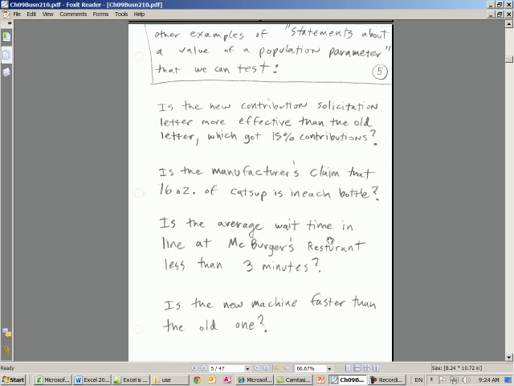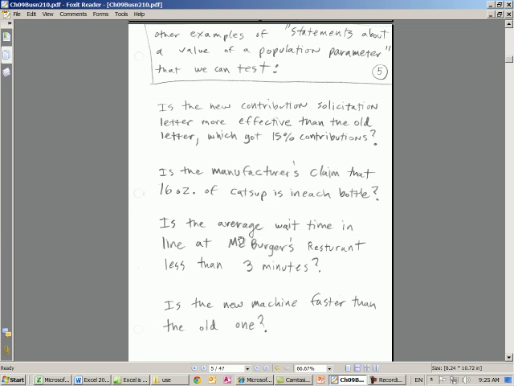Now, here's some other examples of statements about the value of a population parameter. Is the new contribution solicitation letter more effective than the old letter? Contribution solicitation means we're sending out a letter to try and get contributions, right? Is it more effective than the old one, which got 15% contributions? Another possible question or original statement: is the manufacturer's claim that 16 ounces of ketchup is in each bottle reasonable or not? We'll actually do this one.